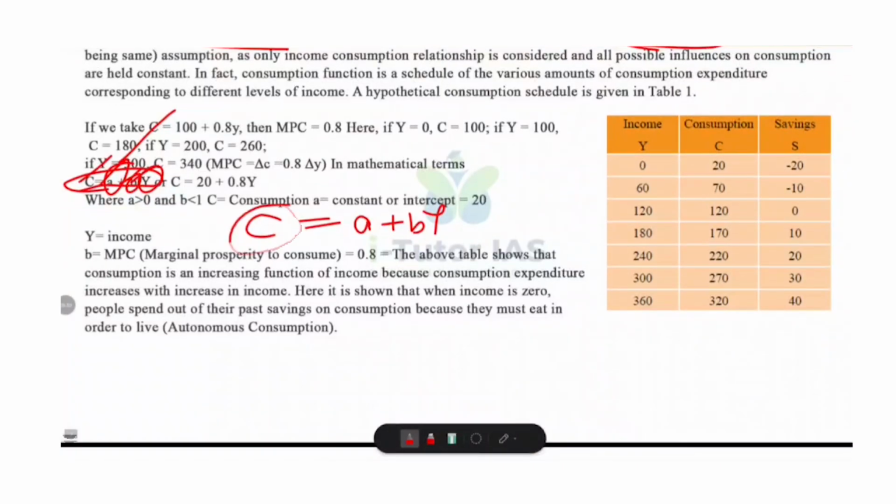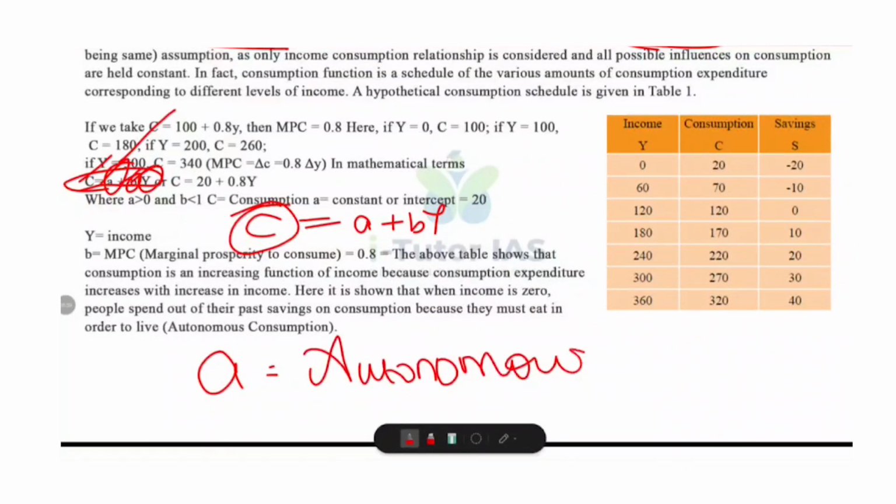C means consumption. Hope you know what is meant by consumption. And A means autonomous consumption. So what is the difference between consumption and autonomous consumption? Autonomous consumption means consumption even when income is equal to 0.